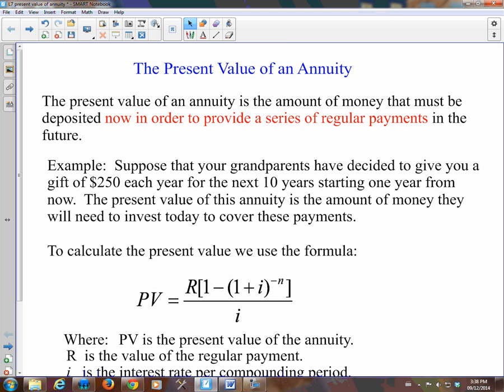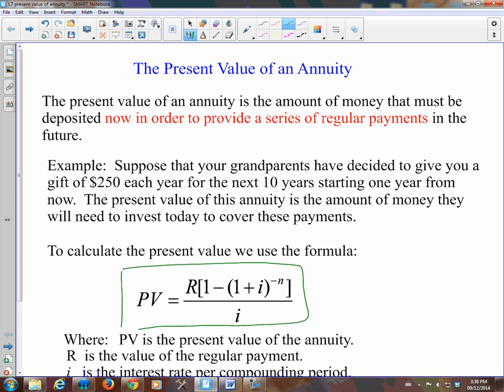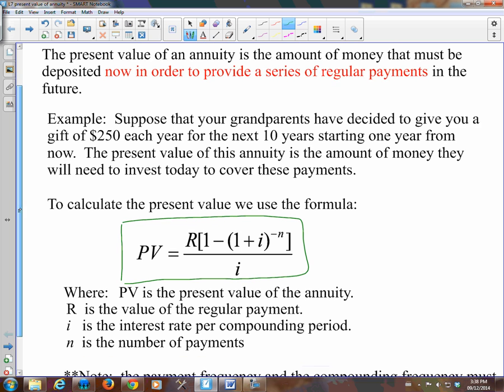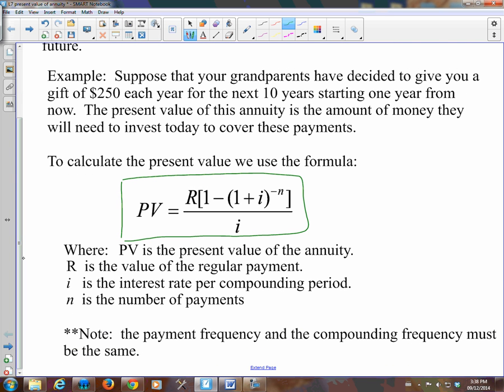To calculate the present value, we use this formula. So another complicated formula. The trick is being familiar with your calculator and knowing how to use it. So present value, R, I, and N all mean the same thing. Note, just like with compound interest, the exponent is negative. So let's look at a couple of examples.